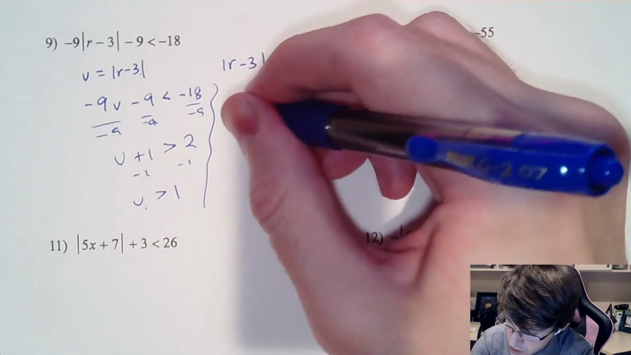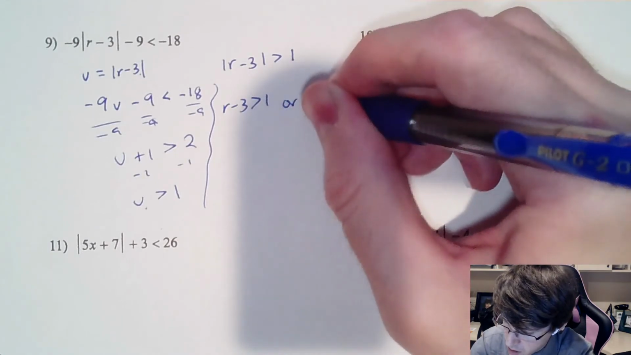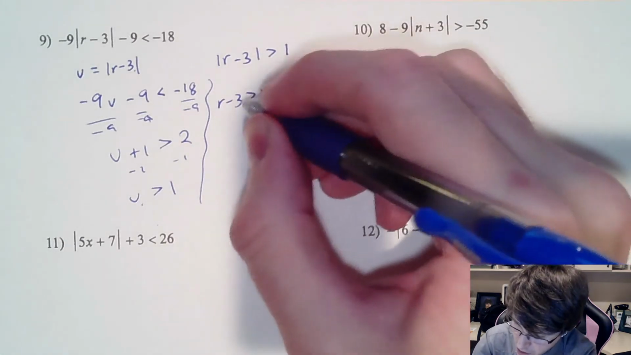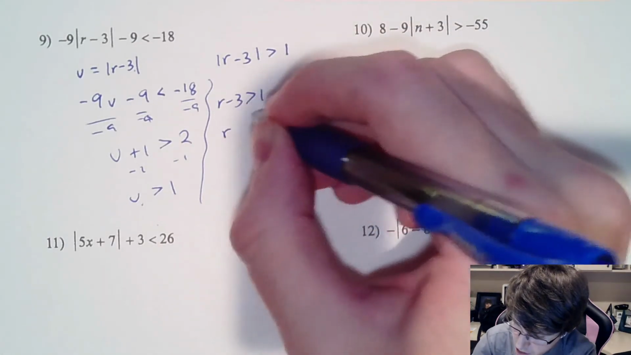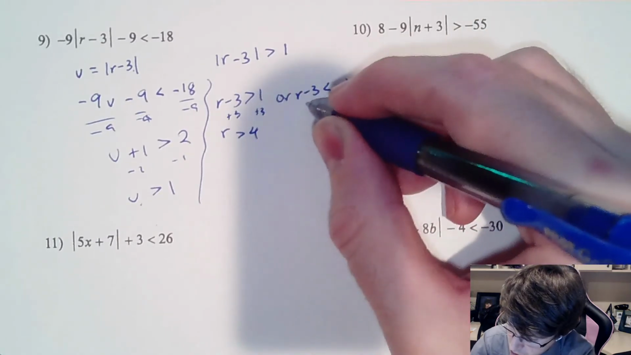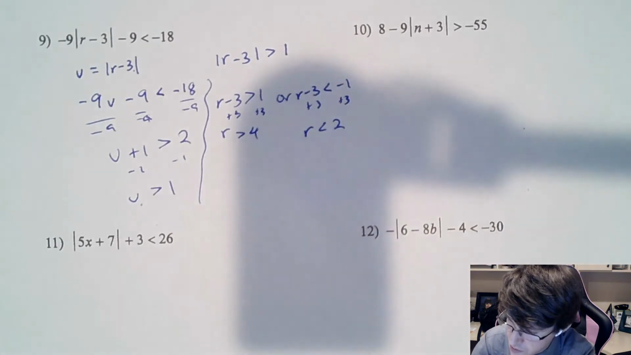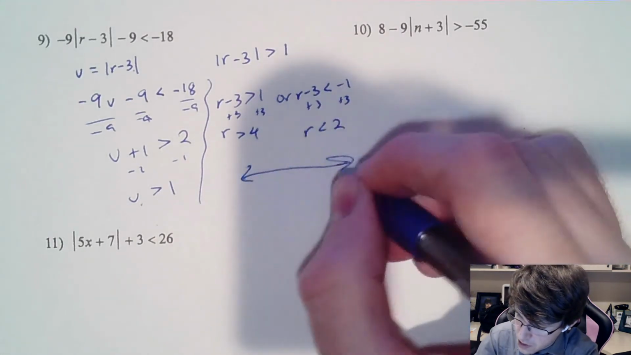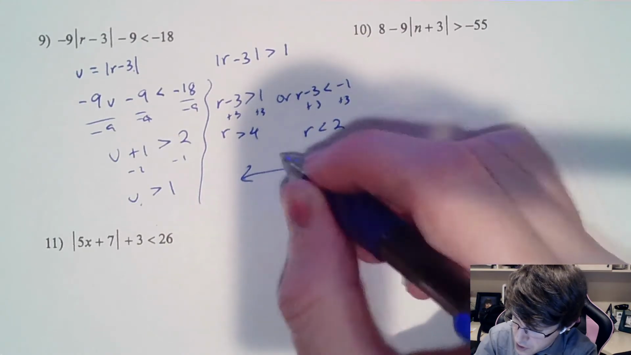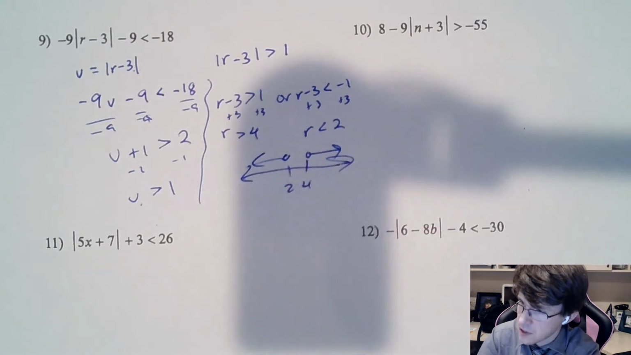Split it into two separate questions, r minus 3 greater than 1, or r minus 3 less than -1. I finally remember to switch that sign. Look at that. Look at me go. Add 3 to both sides. Get r greater than 4. Or add 3 to both sides. r is less than 2. The word or there. So these guys are actually really close to each other, 2 and 4, right? So 2 and 4. And you have to be greater than 4 or less than 2.